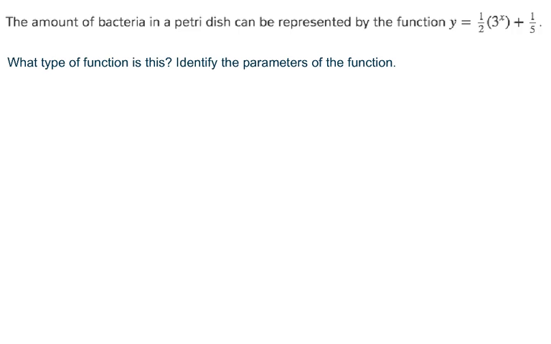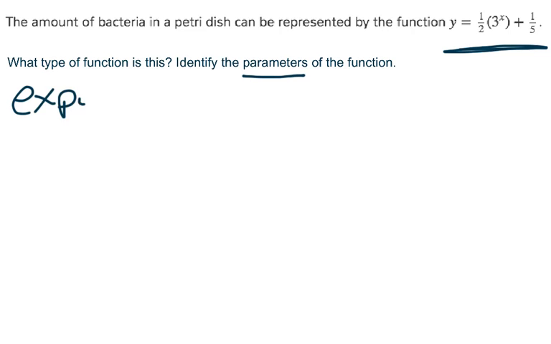The amount of bacteria in a petri dish can be represented by the function y equals 1/2 times 3 to the x plus 1/5. What type of function is this? Identify the parameters of the function. This is an exponential function.